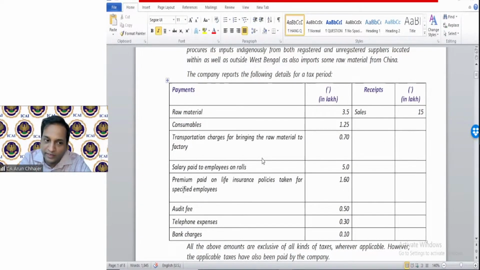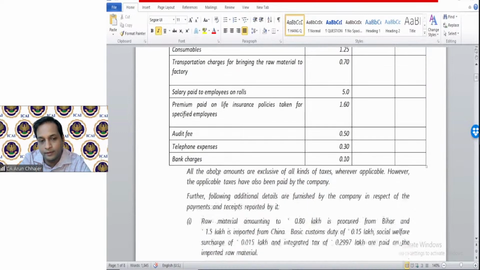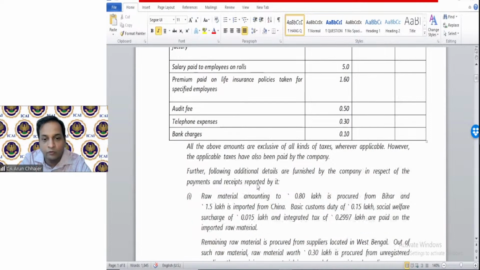Consumables 1.25 lakhs, transportation, etc. Salary paid to employees, premium paid on life insurance, audit fees, telephone expenditure, and bank charges. All the above amounts are exclusive of all kinds of taxes. However, the applicable taxes have also been paid by the company. The following additional details are furnished by the company in respect of the payments and receipts reported by it.